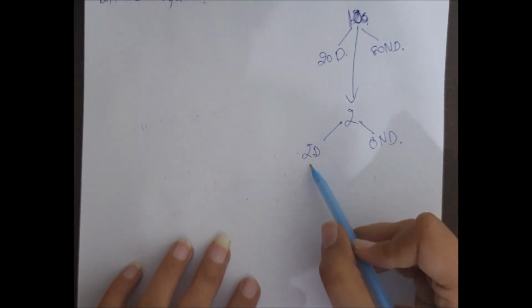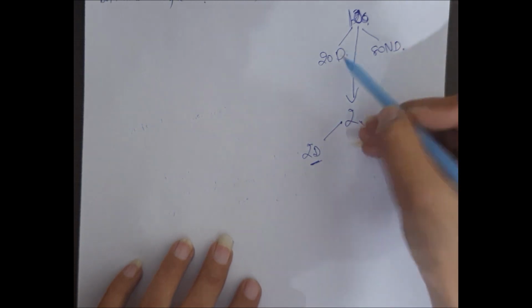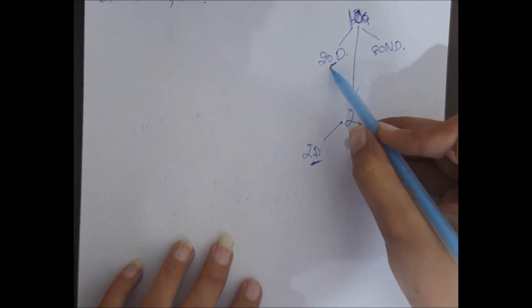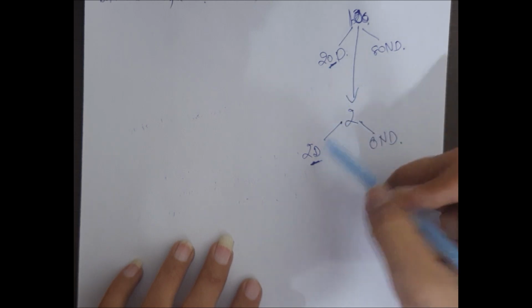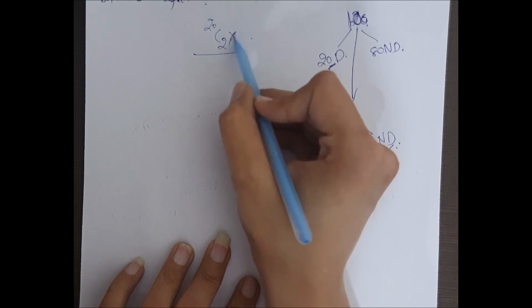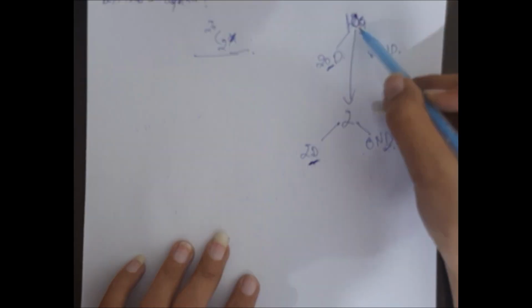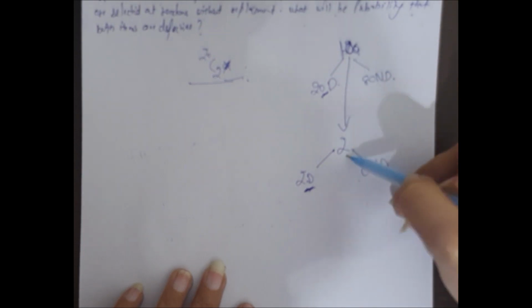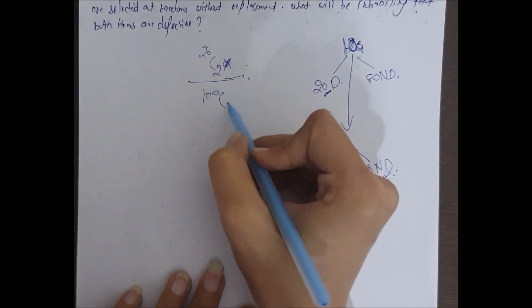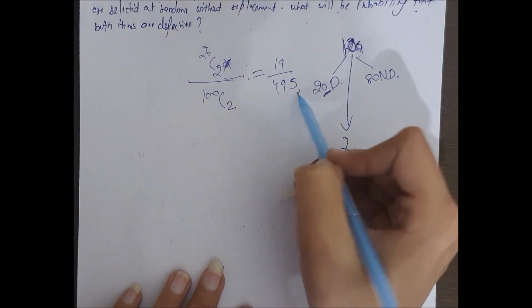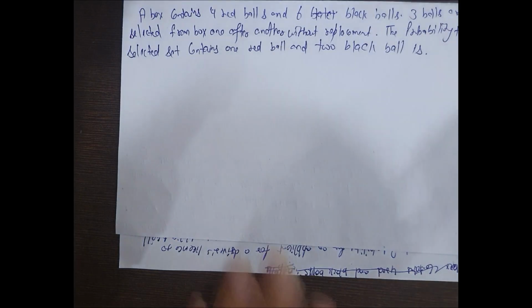How do we find the probability that both are defective? The total number of defective items is 20. To choose 2 defective items from 20 defective items is 20C2. I am not writing 80C0. Now the total number of items is 100, so 100C2. Then the answer will come out to be 19 divided by 495. This is the answer.